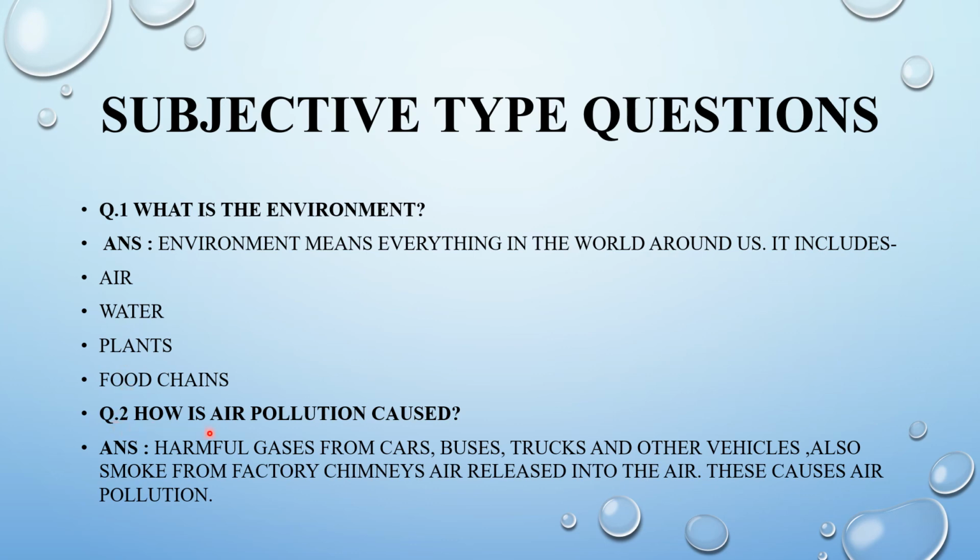Next one, how is air pollution caused? Answer: harmful gases from cars, buses, trucks and other vehicles release smoke, and even the factory chimneys release harmful gases into the air, and this causes air pollution.